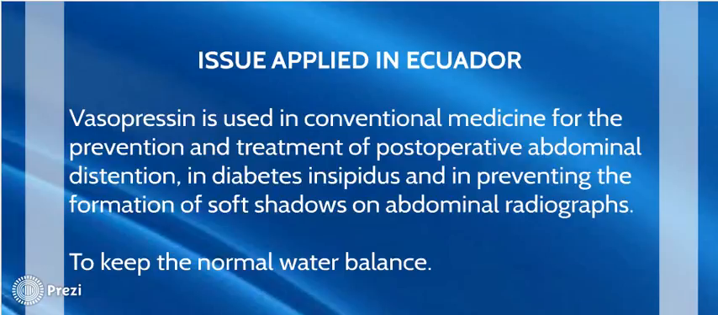Vasopressin is used in conventional medicine for the prevention and treatment of post-operative abdominal distension, in diabetes insipidus, and in preventing the formation of shadows on abdominal radiographs. Also, it is important to keep the normal water balance.